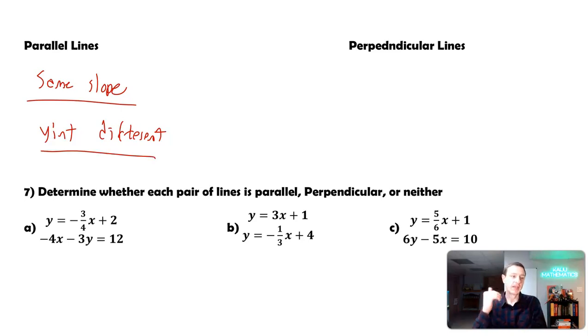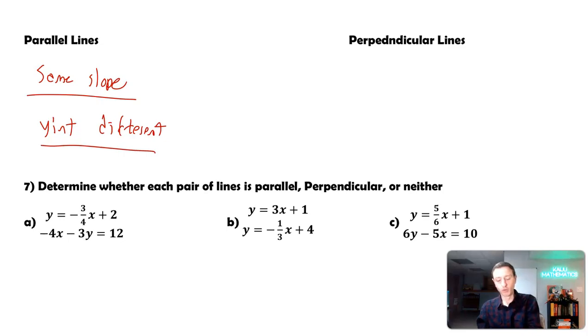And think about why that is. If we have the same slope, what does that mean? That means that they're going the exact same direction. They're doing the exact same thing. But we need different y-intercepts, because if they're the same y-intercept with the same slope, think about what that looks like. It's the same line. Same slope, same y-intercept is the same line, because it's doing the exact same thing, starting at the exact same point. But if we have different y-intercepts, we have different starting points. So that's why we need different y-intercepts for parallel lines.